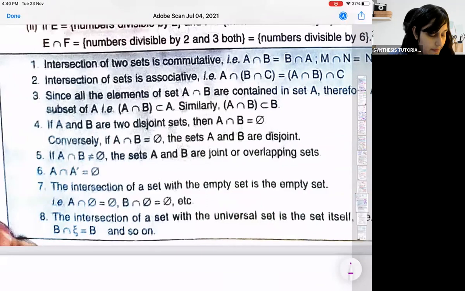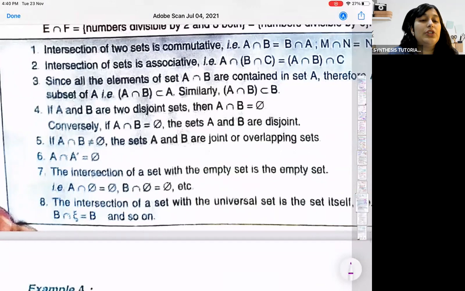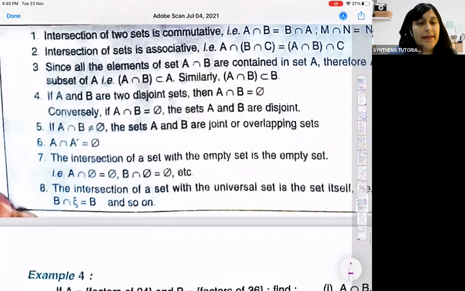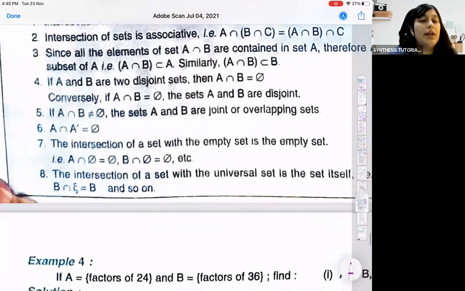Now, intersection of two sets is also commutative. It is associative. Since all the elements are contained in A. Now, what will happen here? The intersection set will be a subset of A as well as B, because obviously the common elements will be in both. If A and B are two disjoint sets, then the intersection will be empty, right? If A intersection B is empty, that means they are disjoint. If it is not empty, that means obviously they are joint or overlapping sets.